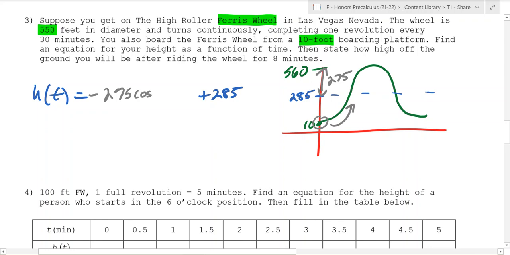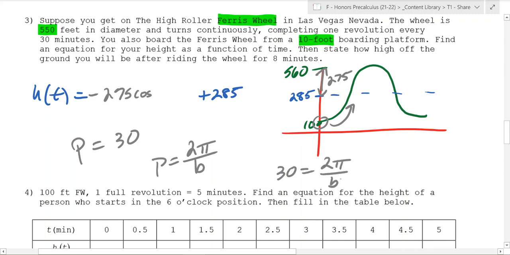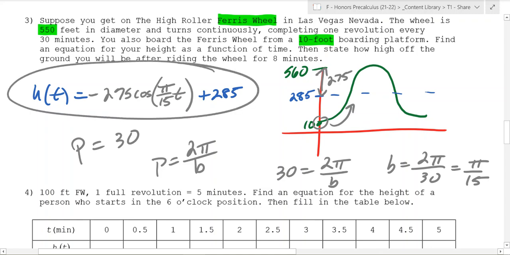And then the question is, what's the period? Well, the period on this is 30 minutes. And we know that period is equal to 2 pi over b. So if that's true, we know that 30 is equal to 2 pi over b. What does that mean? It means that b is equal to 2 pi over 30, which is pi over 15. So that's our b value, which is the coefficient of the t. So it's pi over 15 times t. So this would be the equation right here.